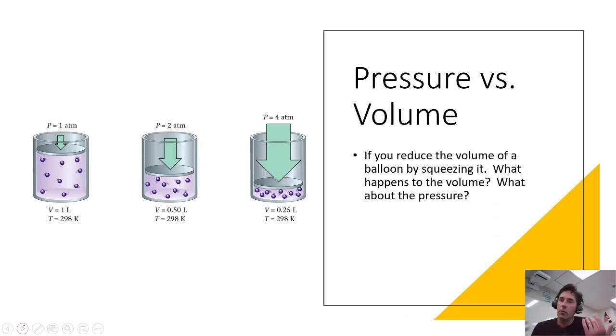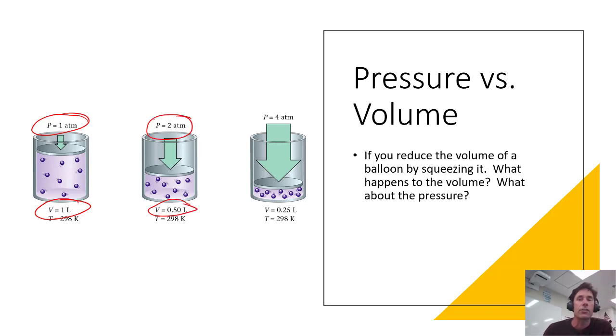So let's ask, if you reduce the volume of a balloon by squeezing it, what happens to the pressure? All right? If we take the balloon and we squeeze it, the volume's getting smaller and smaller, and we're getting the particles closer and closer together. As you can see here in my diagram, on the left-hand side, we've got a pressure of 1 atmosphere and a volume of 1 liter. Then we decrease the volume by half. When we do that, the pressure goes up by a factor of 2. It doubles.